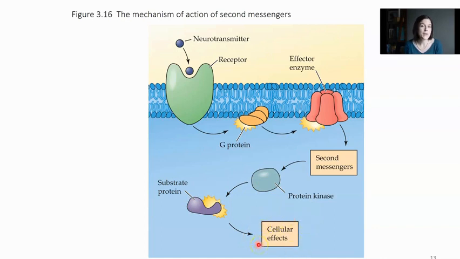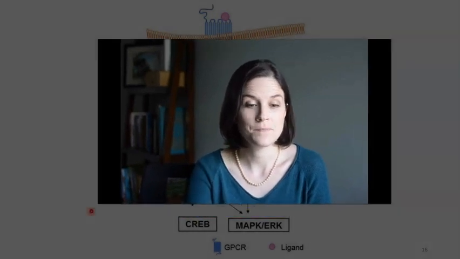Some examples might be opening of an ion channel, which we've already discussed, changes in gene transcription, changes in neurotransmitter release, or changes in the sensitivity of a receptor to neurotransmitters. So any protein you can imagine that exists in the cell could potentially be altered through this signaling cascade, which begins with the metabotropic receptor. Let's look at some specific examples of intracellular signaling cascades.